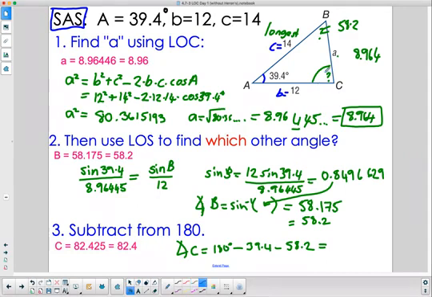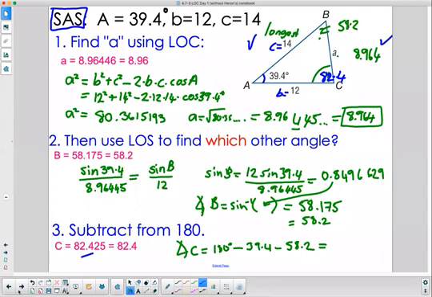Remember, when you have finished doing all this, quickly check your triangle. The biggest angle is 82.4, then 58.2, and 39.4. So the biggest angle should be opposite the longest side, 14, then 12 and 8.9, that's right. Then look for the smallest angle, which out of these three is A. This should be the shortest side. Is 8.9 shorter than 14 and 12? Yes, it is, okay? Just quickly check your work like that.